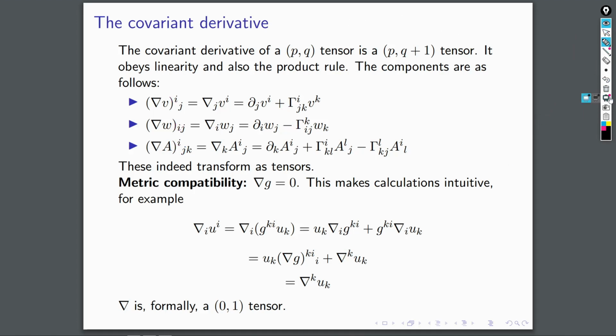Now, the other neat part about the covariant derivative is that it's also metric compatible. Oh, I should mention first, you can show that these indeed transform as tensors. And the other neat thing is that it's compatible with the metric. So the covariant derivative of the metric is 0. This makes the calculations fairly intuitive.